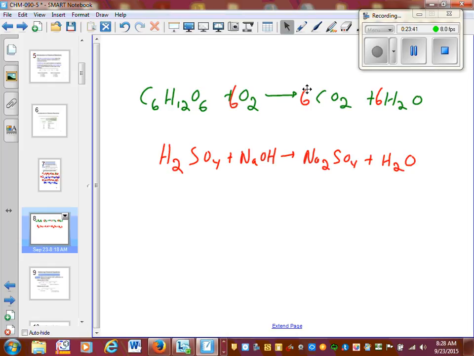We start with the Nas, it goes really fast. So if I start with the Nas, what do I need to do? I need to put a 2 in front of the sodium hydroxide. Okay, we got one SO4 on both sides, so that's fine.